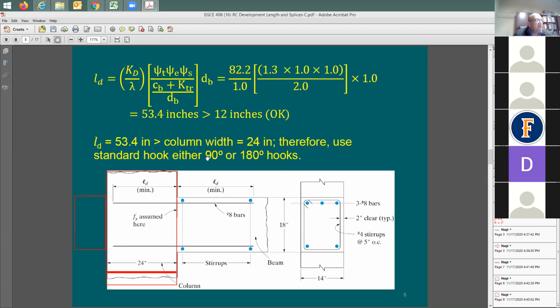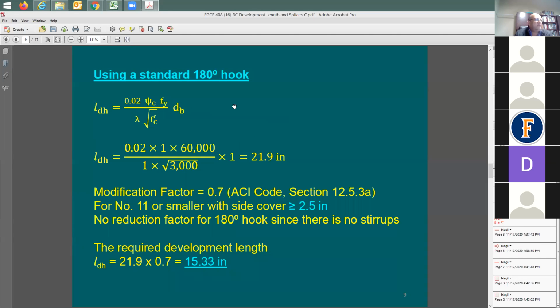So we're going to be doing here a 90 degree or 180 degree hook. Here's the equation. The equation is simple, as you see it here. 0.02. Psi sub b only has one value, right? It's going to be 1.0 because it's going to be uncoated. F sub y is 60. Lambda, normal weight concrete, is going to be 1. Concrete strength 3000. D sub b is going to be 1 inch.